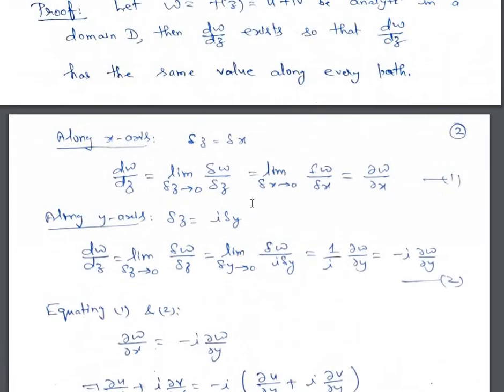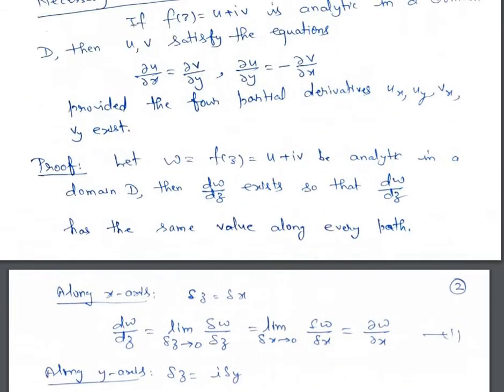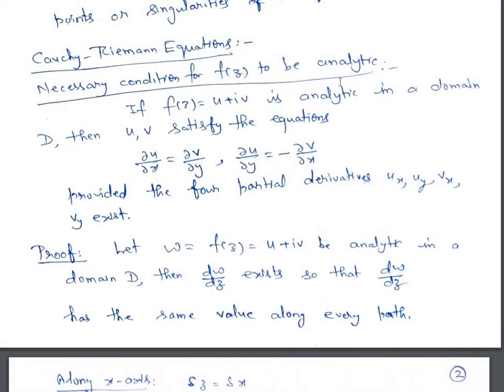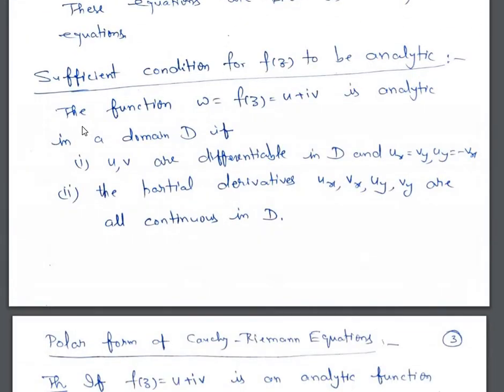Now remember one thing, that if a function is analytic, it must satisfy these two equations. But the converse is not true. Means if a function satisfies these two Cauchy-Riemann equations, then it does not imply that the function will always be analytic. So what are the sufficient conditions for a function to be analytic?